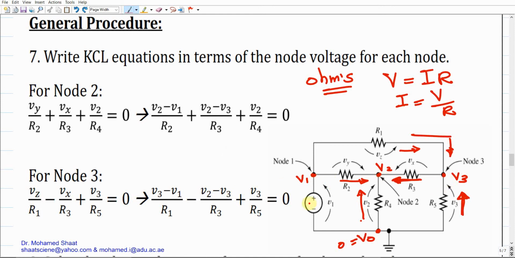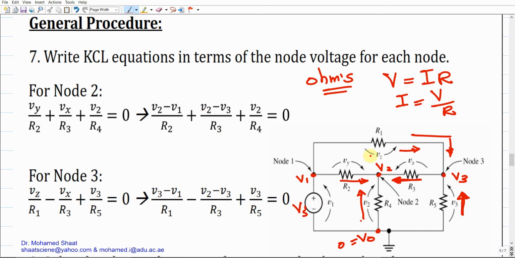Make sense? V1 will definitely be given. Why will it be known? Because V1 is the voltage over this element, and this element by itself is the voltage source, so V1 should be the same as the voltage at the source. So what does it mean? It means that V1 equals Vs. It means that V1 is already given.